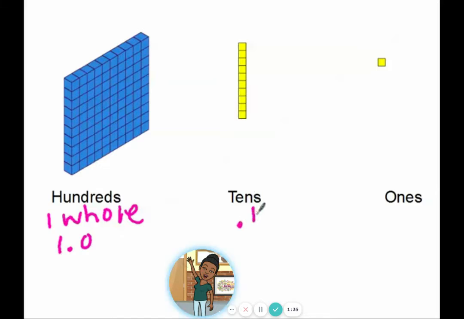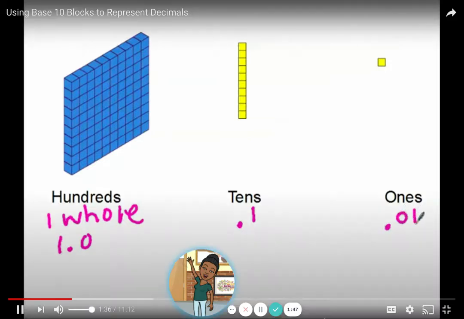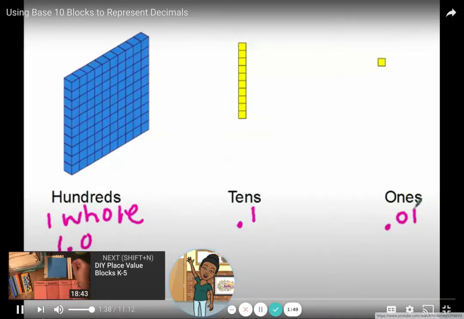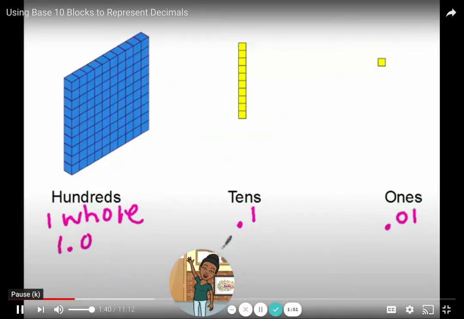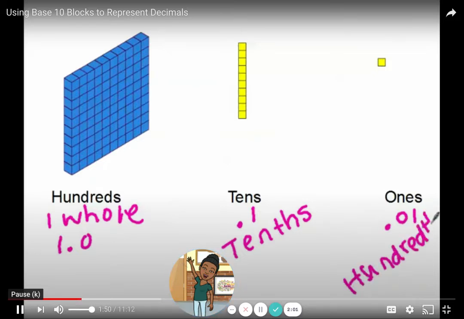The tenths is going to equal, as a decimal, 0.1. That's 1/10, this number right here. So 10 of these is going to make up one whole because we know that there are 10 rods in 100. And our ones are going to be 0.01, which is our hundredths place value. So the tens are going to represent our tenths place value, and our ones are going to represent our hundredths place value when we're working with decimals and base 10 blocks.